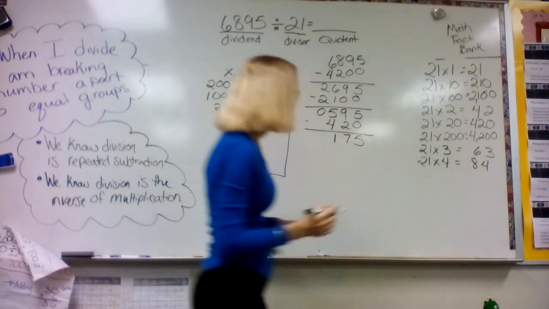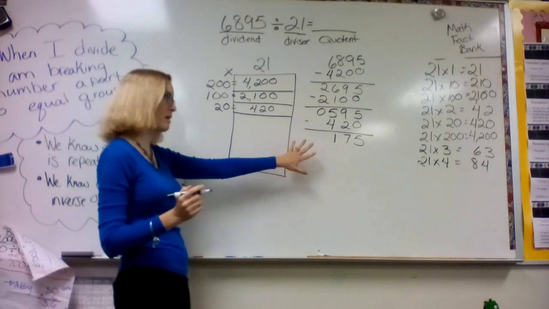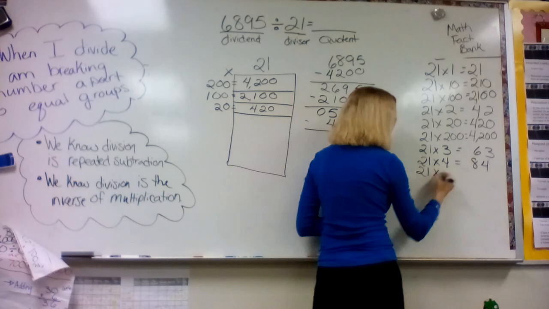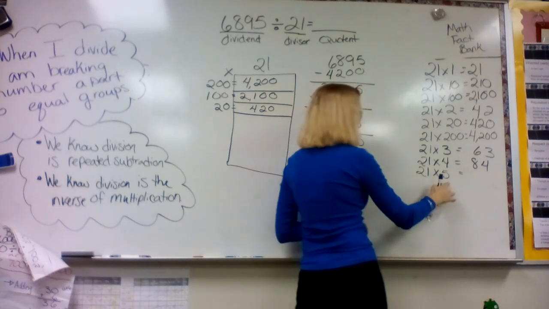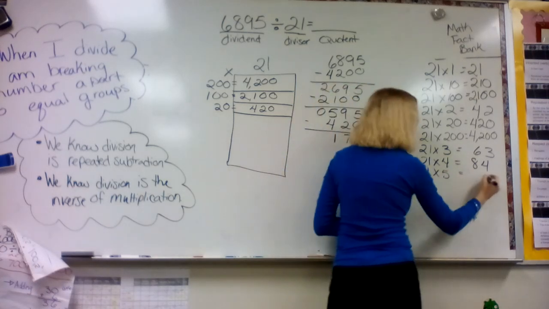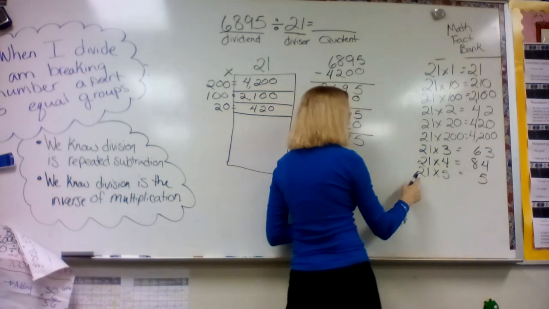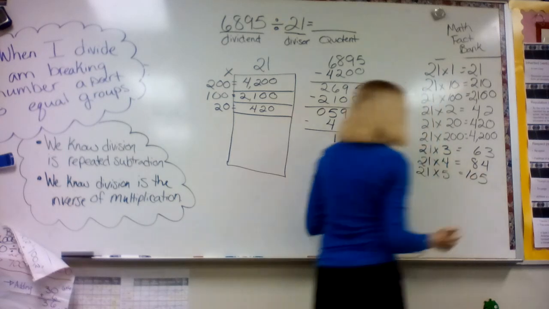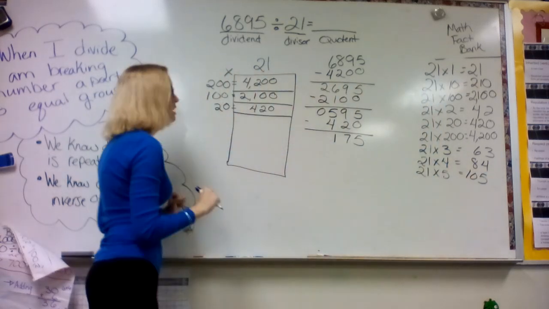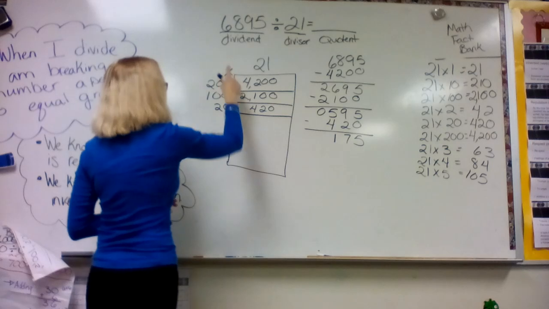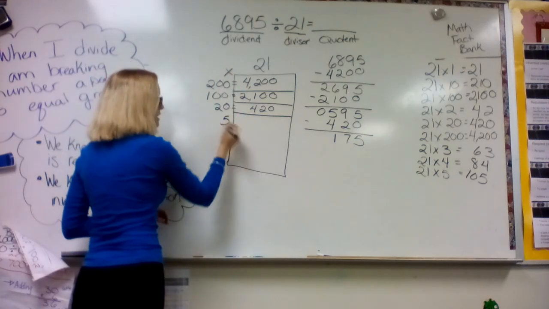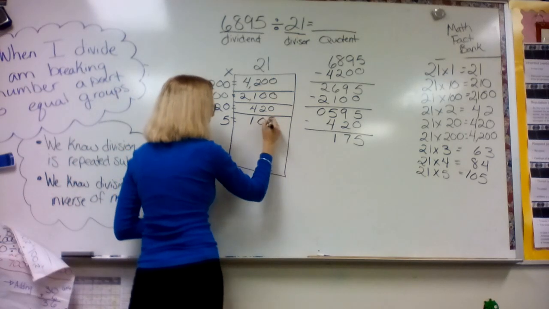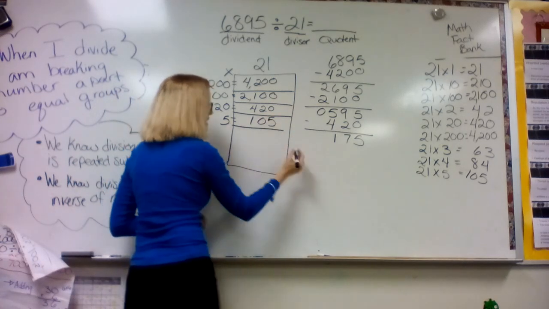That got me pretty close, but we still have a pretty big distance. So let's go 21 times 5. 5 times 1 is 5. 5 times 20 is 100. So we're at 105. I'm going to stop there. So 21 times 5 equals 105. Draw your line, subtract.